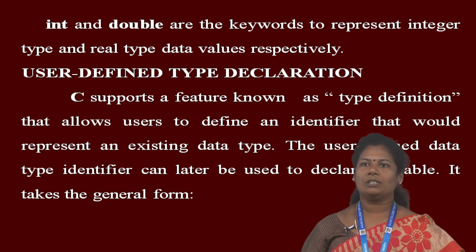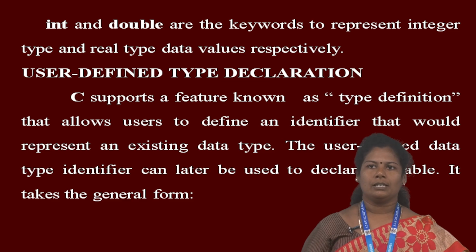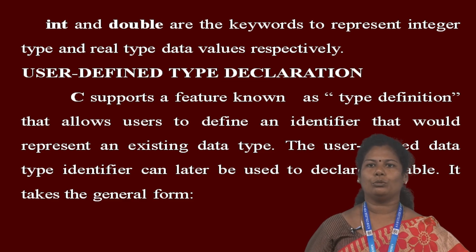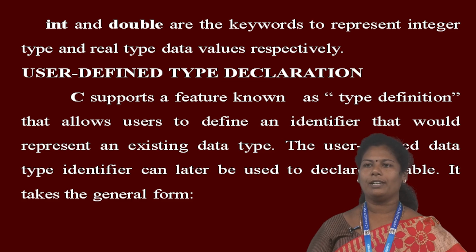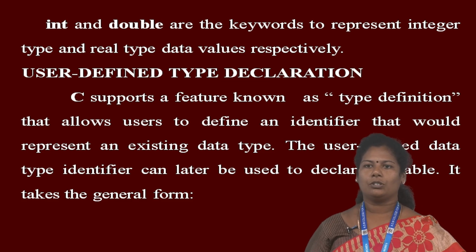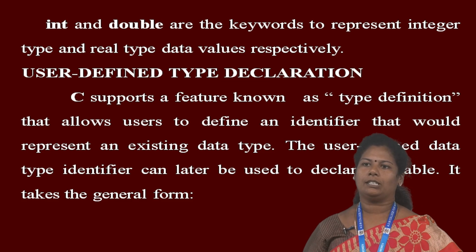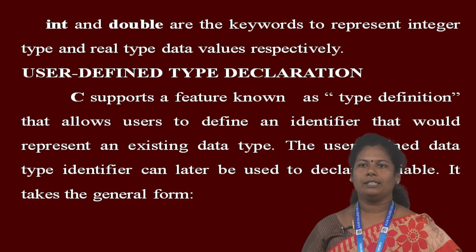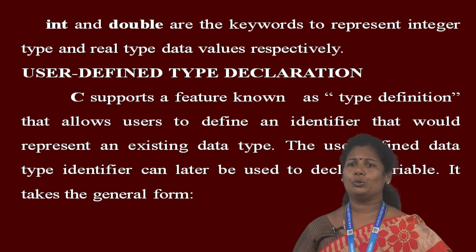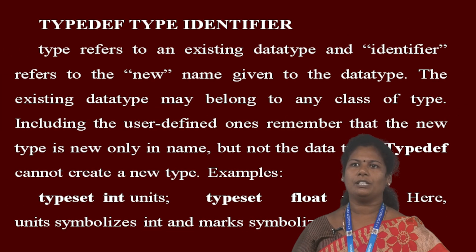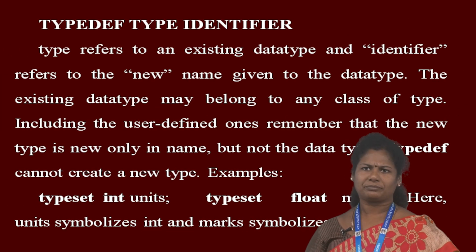Another one is user-defined type declaration. C supports a feature known as type definition that allows users to define an identifier that would represent an existing data type. The user-defined data type identifier can later be used to declare variables. It takes the general form: typedef type identifier.